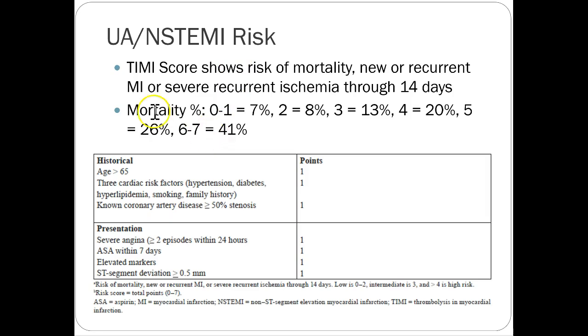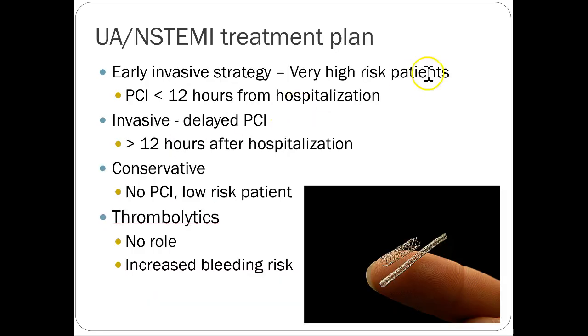And depending on where your point value goes, it's your percentage of mortality, and I can't remember what the time frame on that percentage is. Risk of mortality, new or recurrent MI, or severe recurrent ischemia through the next 14 days. And depending on where your TIMI risk score lands, that's how we're going to treat. So obviously the higher risk score, the higher mortality, you're going to be a more aggressively treated patient.